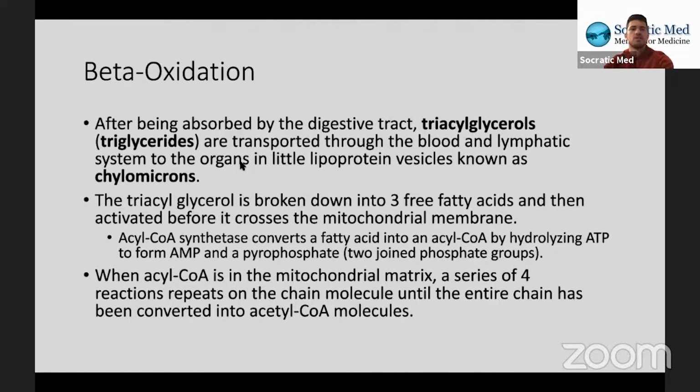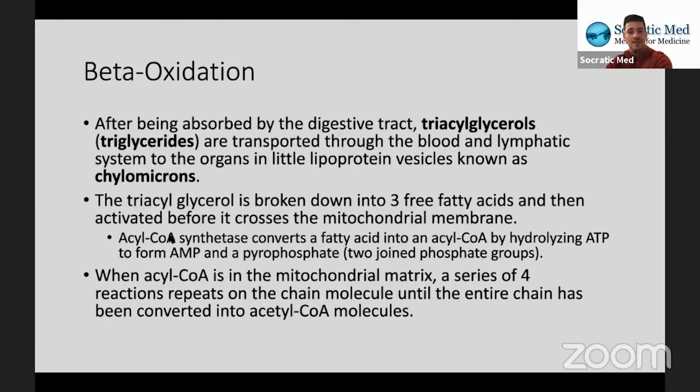Beta oxidation is the first part of lipid metabolism we are going to talk about. After being absorbed by the digestive tract, triacylglycerols, some of you might know them as triglycerides, are transported through the blood and lymphatic system to the organs in little lipoprotein vesicles known as chylomicrons. Those transport your fat throughout the body because fatty acids are hydrophobic, so they can't travel through blood and lymph without some sort of vesicle or carrier protein. That's what chylomicrons do.